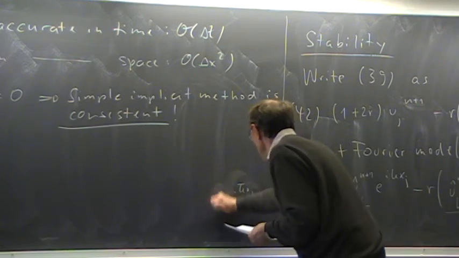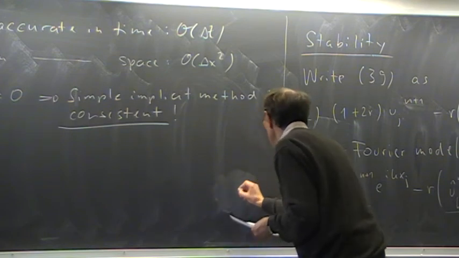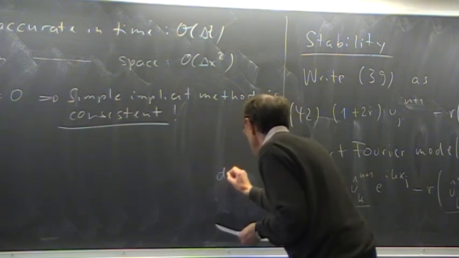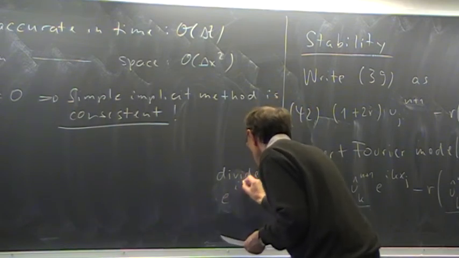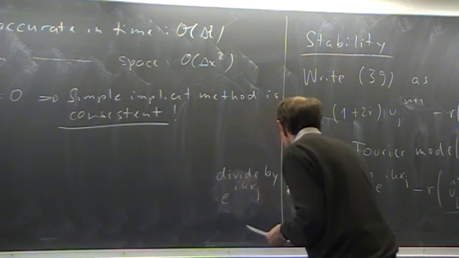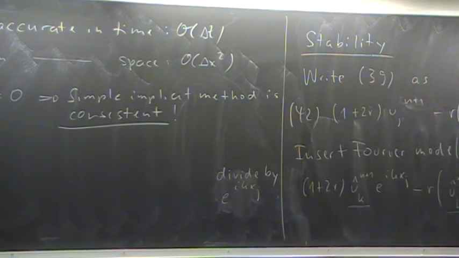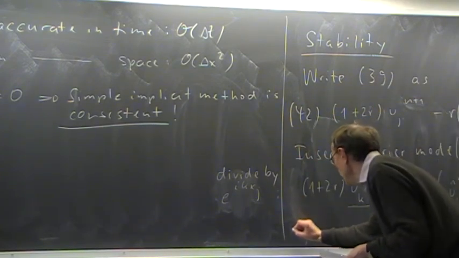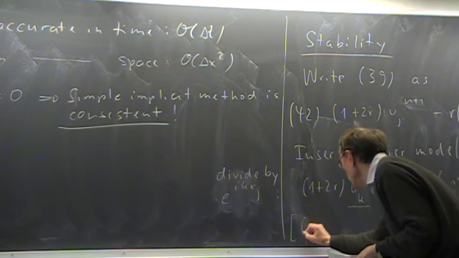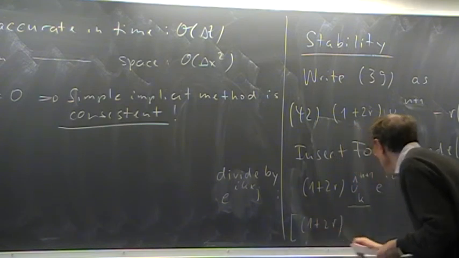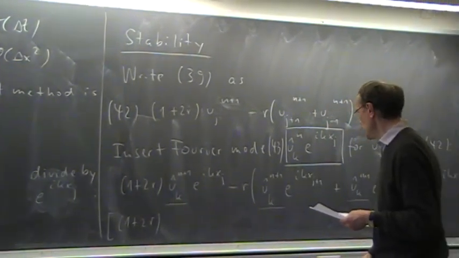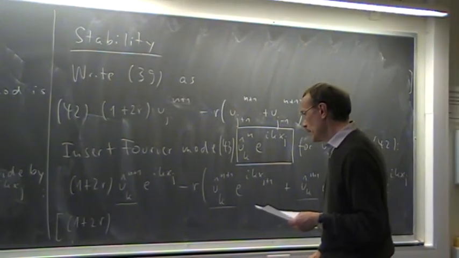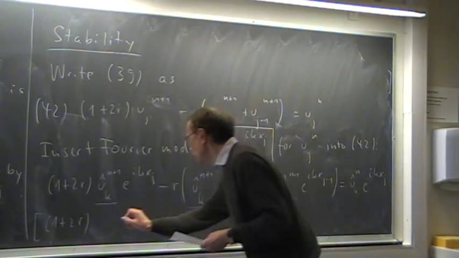Let's see, yes, it was right. So we divide the whole equation by e to the I k x_j, and we factorize. Then we get here 1 plus 2r. That part is factorized and vanishes because it is divided by it, and here we get minus r.